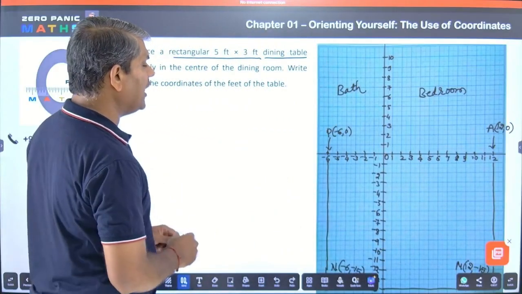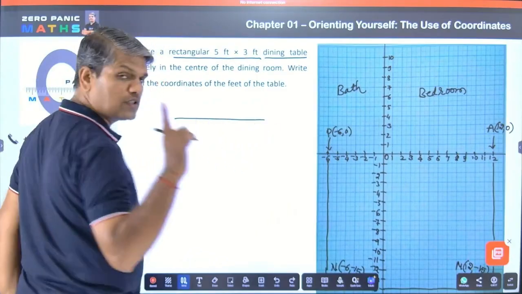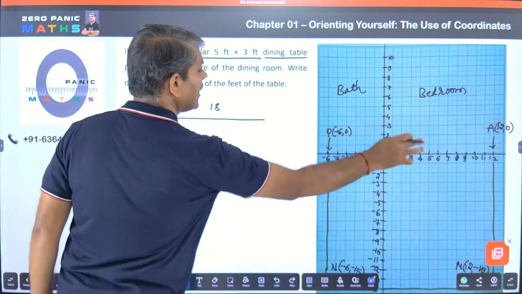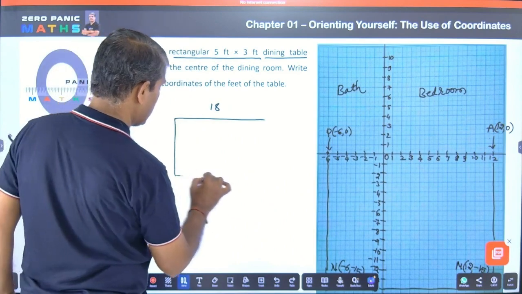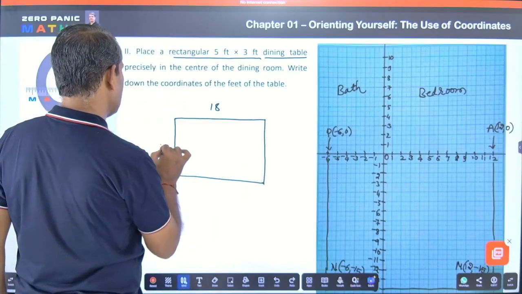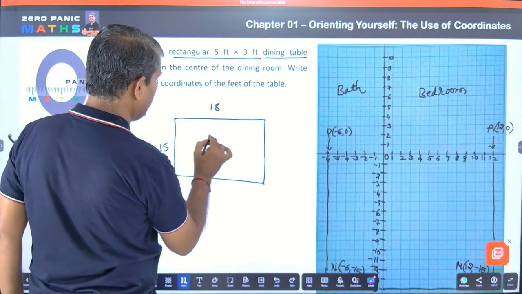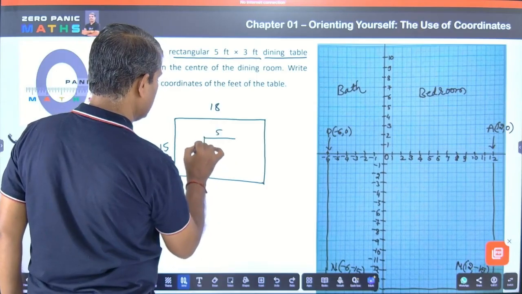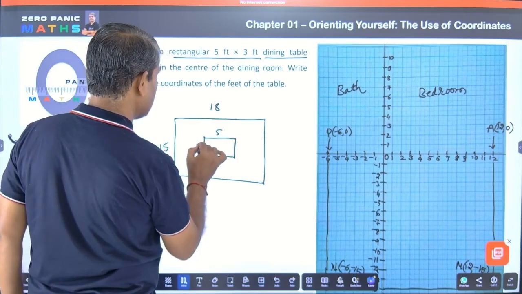Identify that it is 18 feet. Listen to me carefully. It is 18 feet in length. They are calling it length, but usually horizontally we call it width. But assume this is that. And it is 15 feet. We know that. Assuming I am placing the table this way, 5 feet and 3 feet, I need to place this exactly in the center.